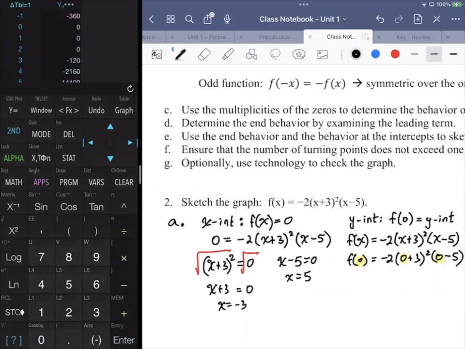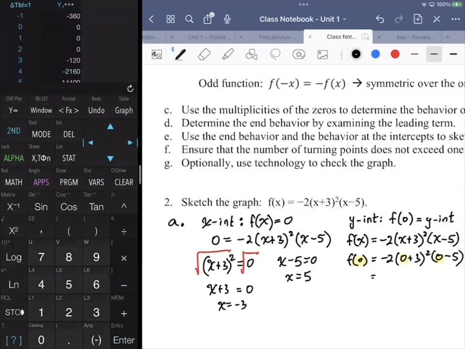Because if x equals 0 is an x-intercept, that means the graph is going through the x-axis at 0, but that also corresponds to the y-axis at 0. So if it's one, it's both. If it's not one, it's neither. So if you get a 0 for the x-intercept, then you must also get 0 for the y-intercept. If you don't get an x-intercept of 0, you won't get 0 as a y-intercept.